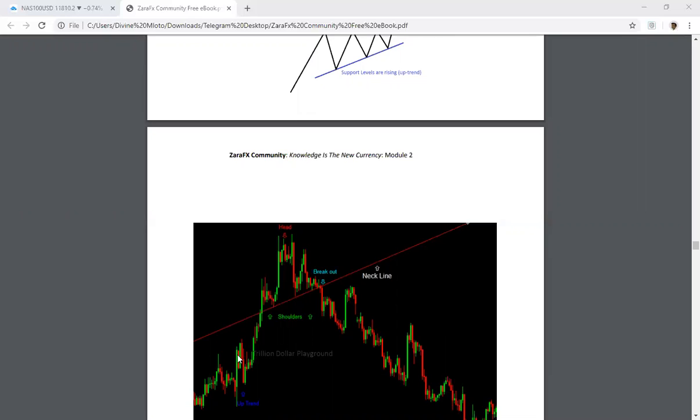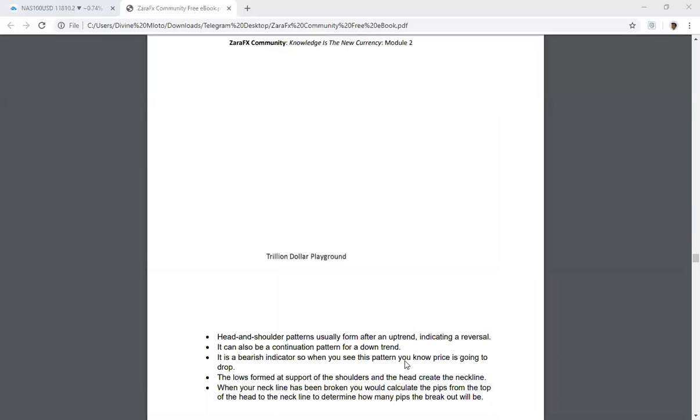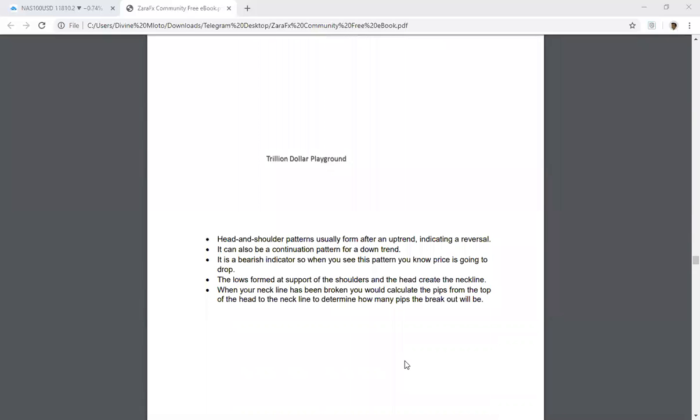Something like this. We have uptrend, higher highs, higher lows. As you can see, price broke this trend line, and then when it broke it, price decided to go up again and failed to break this high. And then there was a neckline formed. Here are the shoulders, one, two, and then price broke out, and then it usually comes and reaches the neckline and continues to go down. Hope you guys get it. Head and shoulders patterns usually form from an uptrend, indicating a reversal.